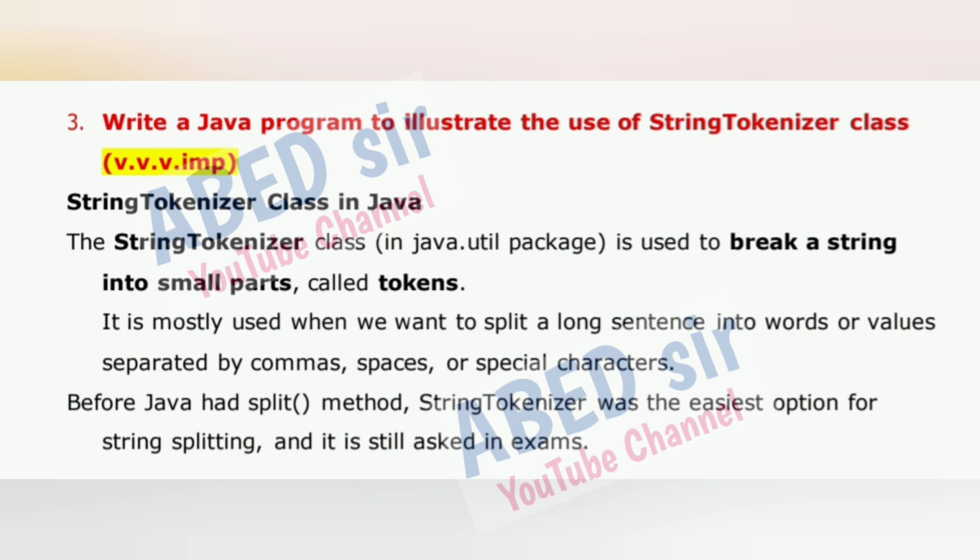The StringTokenizer class, in the java.util package, is used to break a string into small parts called tokens. It is mostly used when we want to split a long sentence into words or values separated by commas, spaces, or special characters. Before Java had the split method, StringTokenizer was the easiest option for string splitting, and it is still asked in exams.